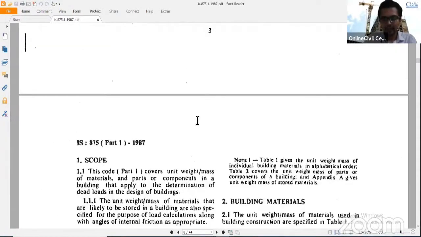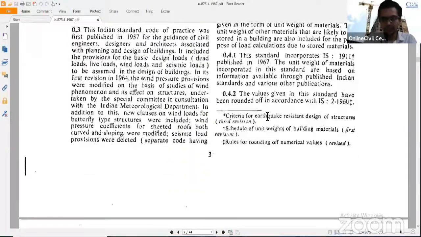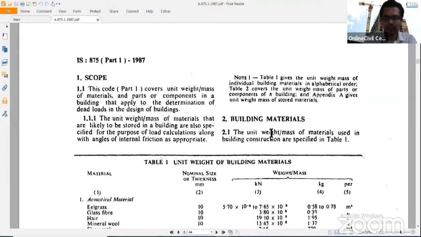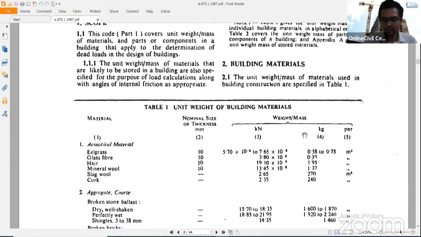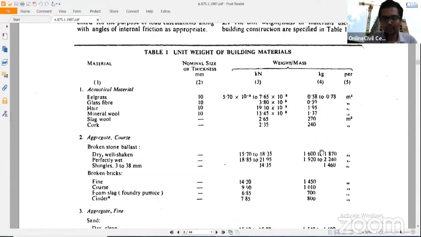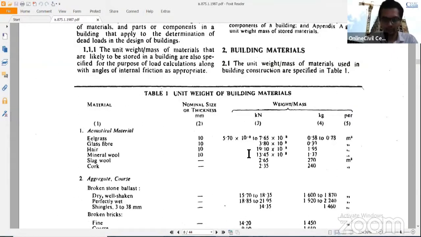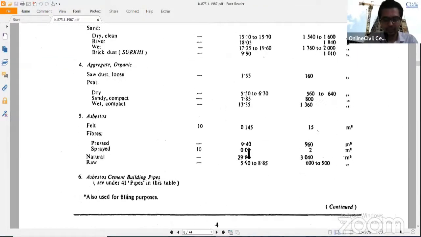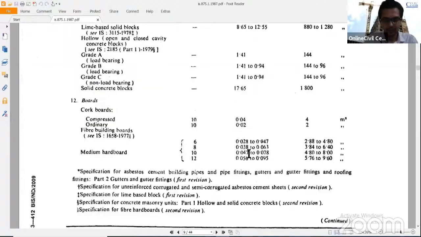Now in this IS 875 part 1, like the previous code, the different types of loads are given, and you can find that they have given the unit weight per mass of building materials which have been used. Here, in kilonewton per meter cube, different materials' weights have been given. Our aim is to find the unit weight of bricks and mortar. So let's find out where we have it. If you remember, IS 875 Table 1 is the place where you'll find the unit weight of all your materials. So let us search for bricks here first.